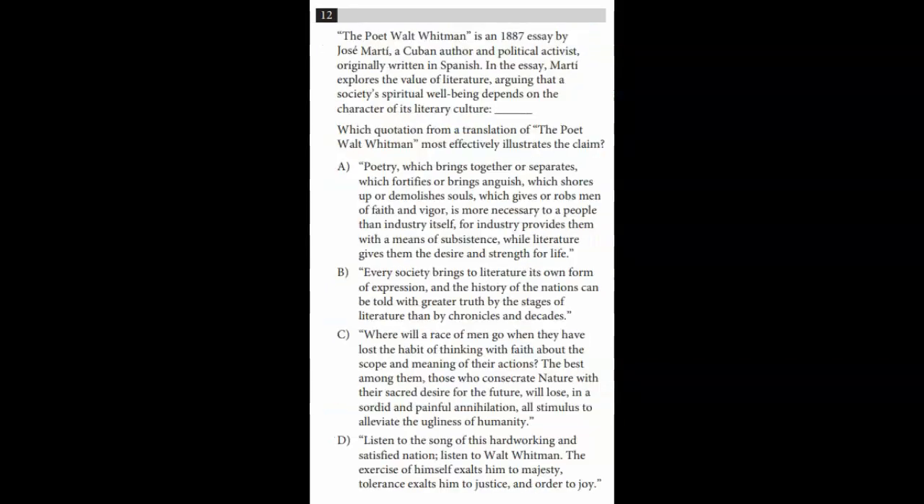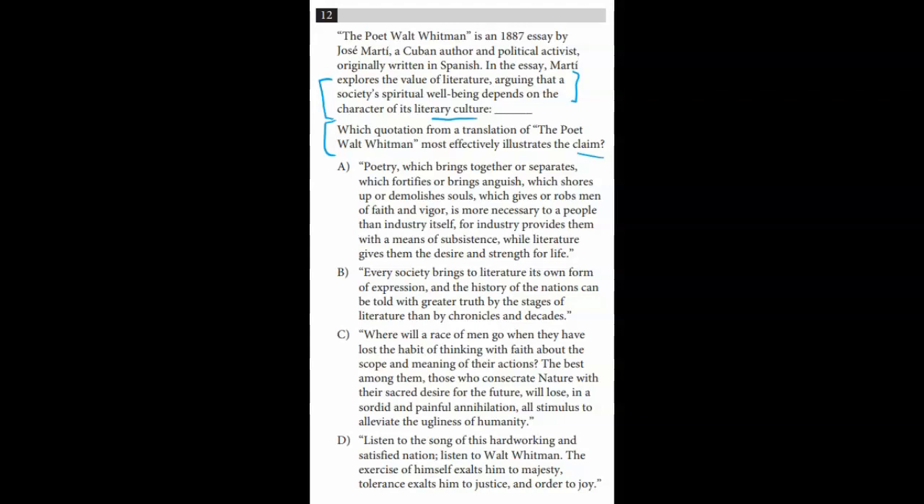All right, number 12. Which quotation from the translation of "The Poet Walt Whitman" most effectively illustrates the claim? All right, well, let's go find the claim. "The Poet Walt Whitman" is an 1887 essay by Jose Marti, a Cuban author and political activist, originally written in Spanish. In the essay, Marti explores the value of literature, arguing that a society's spiritual well-being depends on the character of its literary culture. So that's his claim. Let's go find the translation that illustrates that claim.